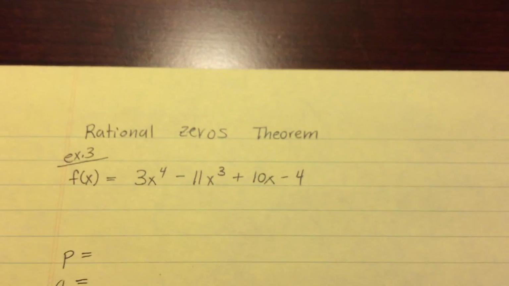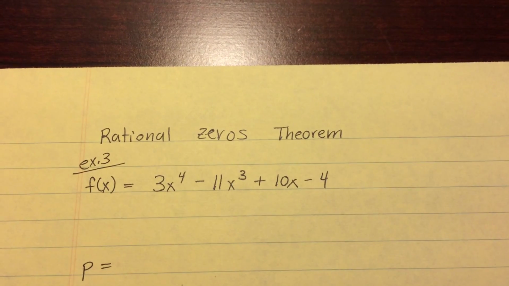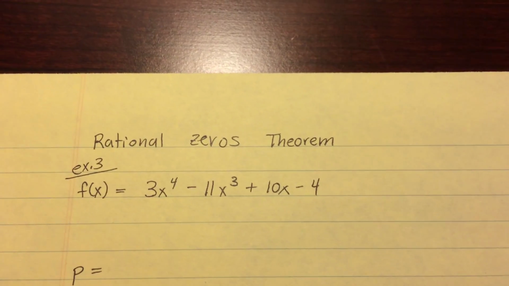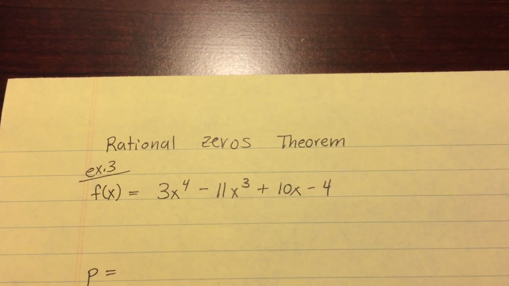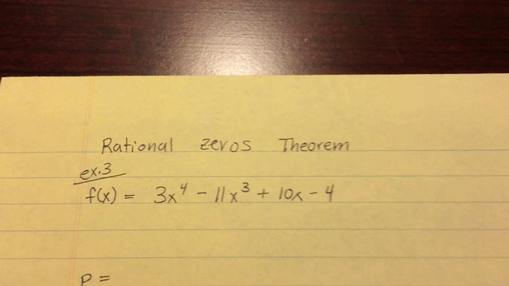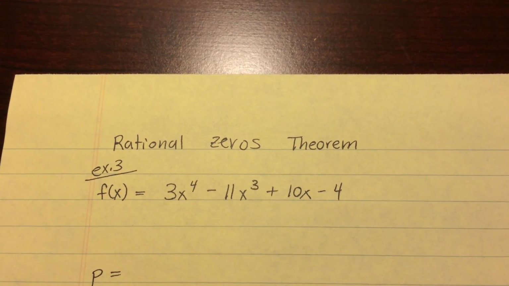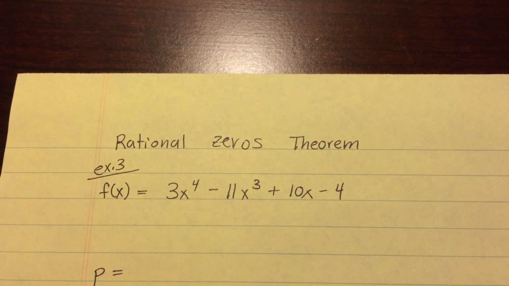Okay, but we're not done. We still got a couple more things to do. So the next example is example 3. And this one right here is going to ask us to find the rational zeros theorem. So basically everything that we've done so far up to this point in this chapter is for this problem right here. So I have 3x to the 4th minus 11x cubed plus 10x minus 4.